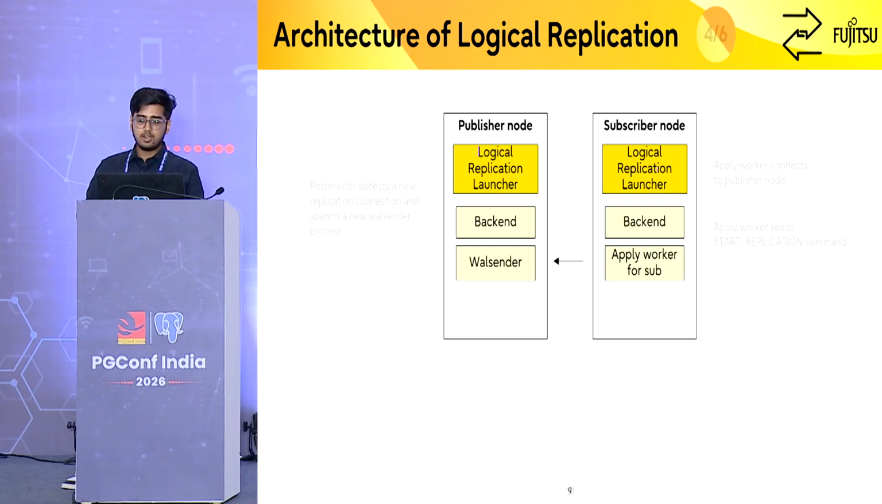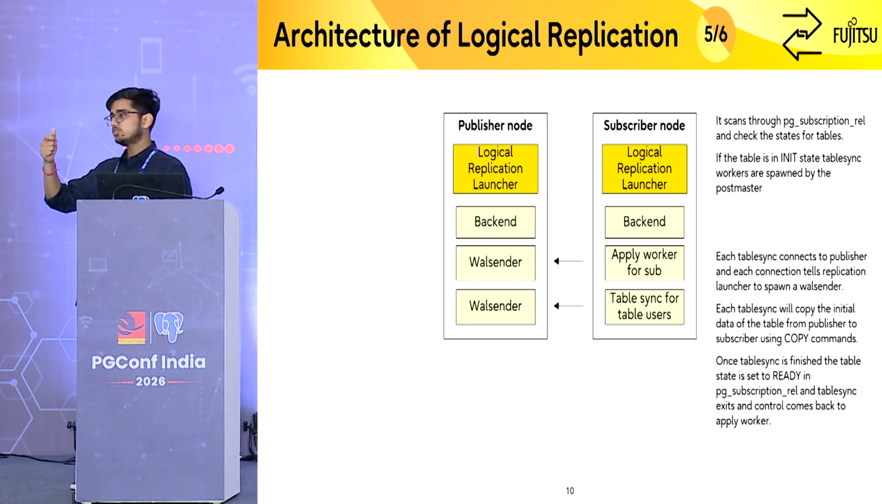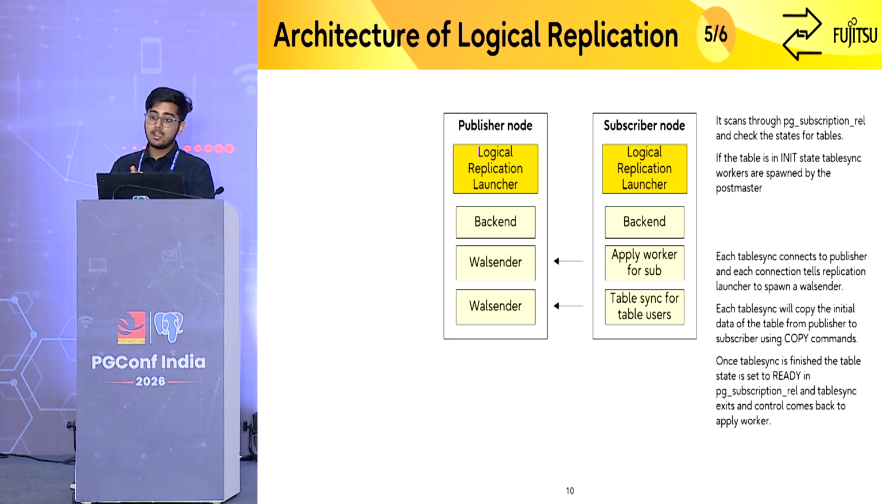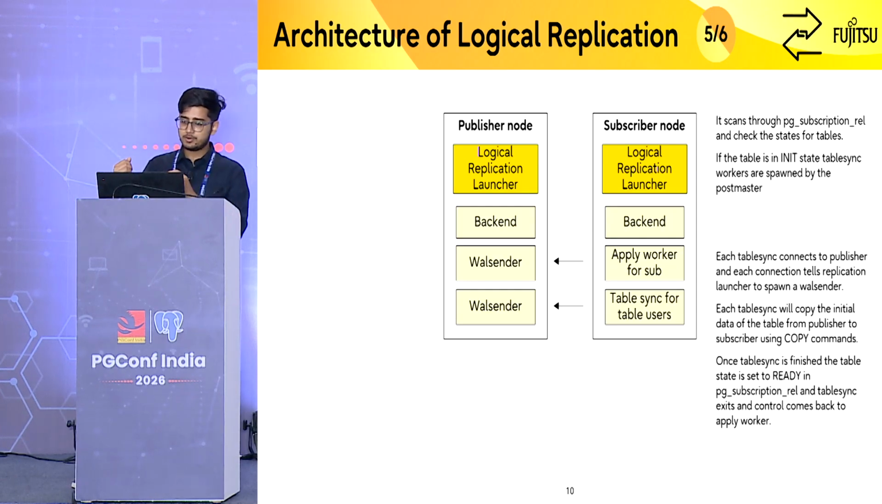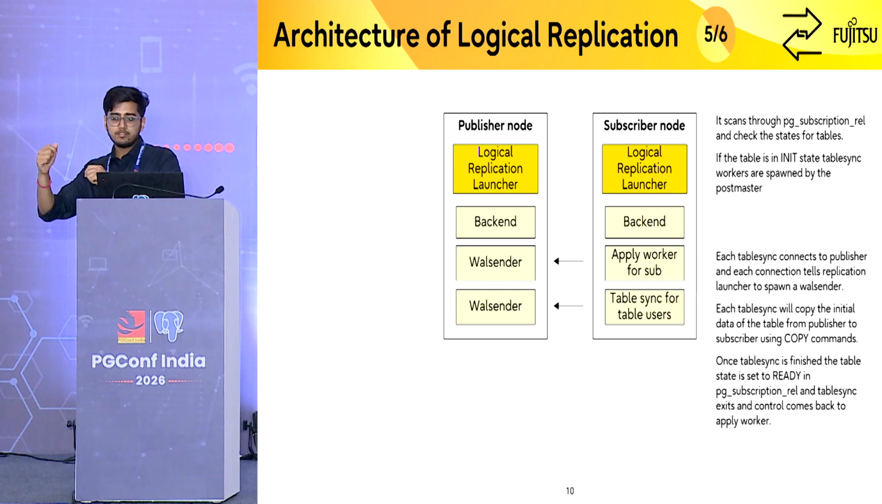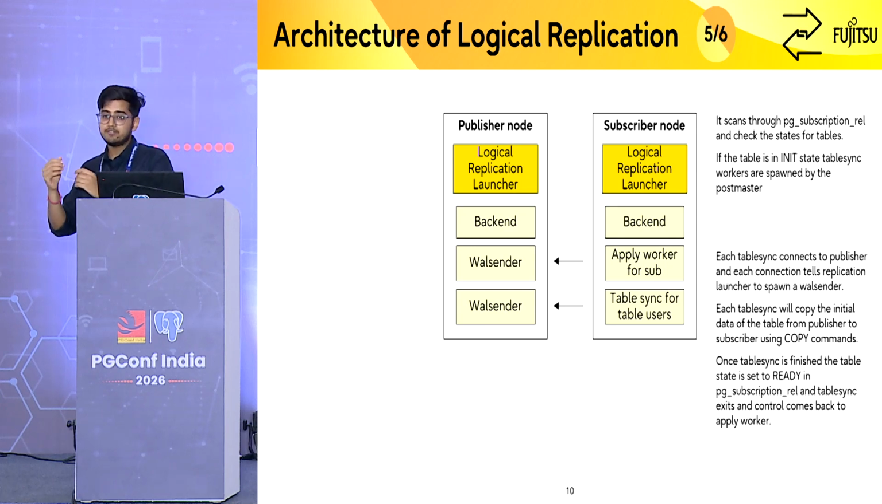Alongside it, the apply worker will also scan through the PG subscription rel catalog table and check which tables are in init state. When the subscription is created, the tables which are subscribing to the changes are in init state, because the initial data of the tables is not yet copied to the subscriber node. So the apply worker will scan through PG subscription rel, find those tables for that particular subscription which are in init state, and start a table sync worker for each of the tables.